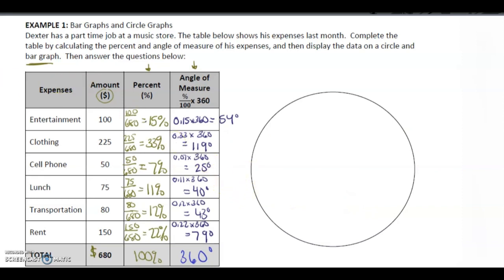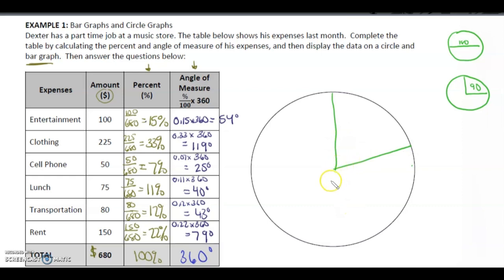Okay, so now in a circle, we have to think, so just throwing this out there, in a circle, this is 180 degrees, right? So half of it. So a quarter would be 90 degrees, and that's what I go based on, okay? So I'm going to start with rent, 79. That's going to be a little bit less than 90 degrees, okay? Because it's almost 80 degrees. So instead of 90 degrees, which would be here, I'm going to draw it here. And it can be approximate.